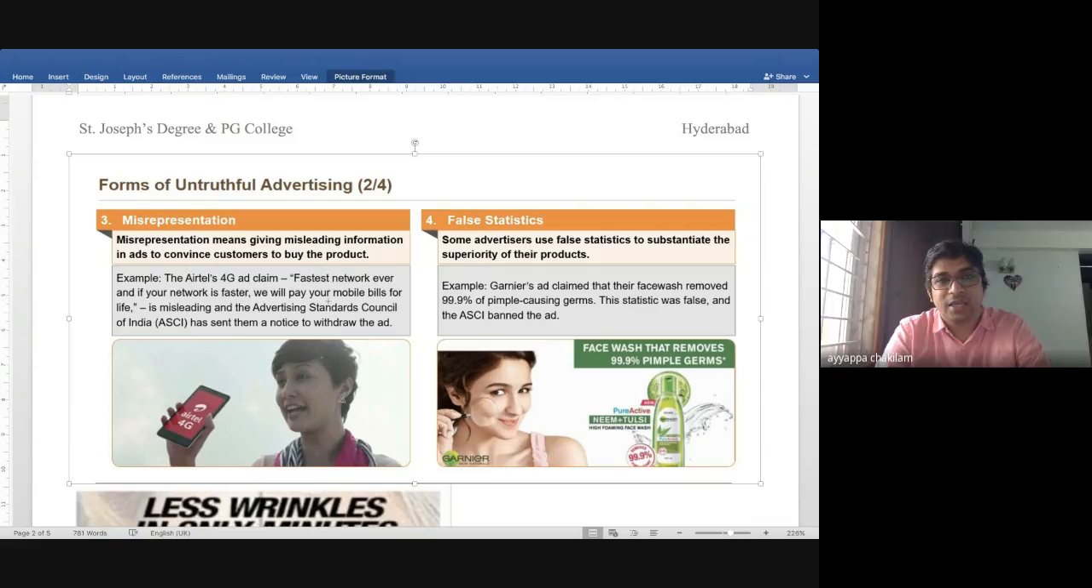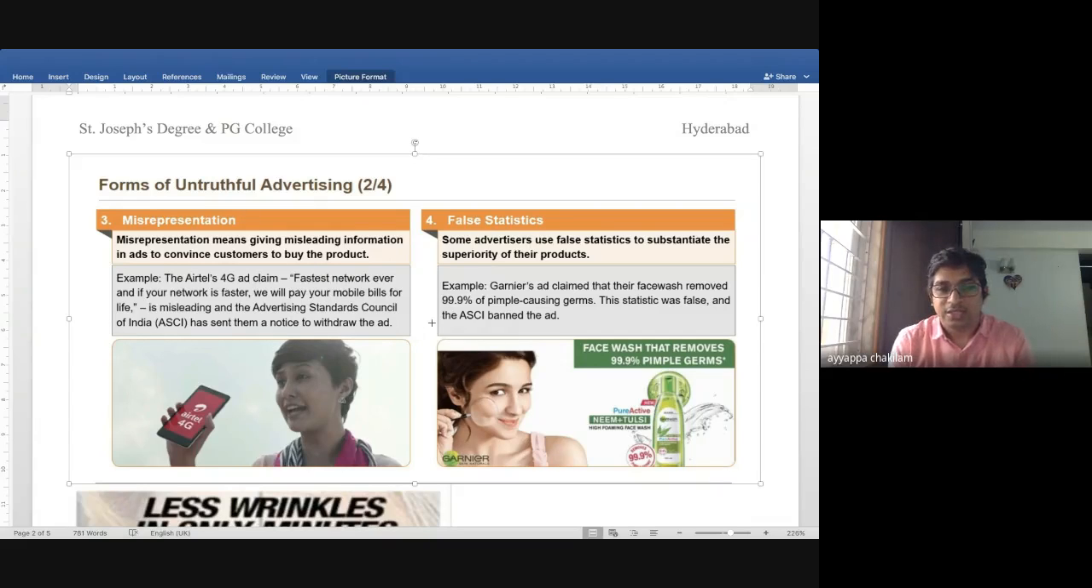No comparison can be done, because if you're standing beside a tower, definitely the network speed will be very high. If you're standing away from the tower, with no tower around, at that point the network speed will be less. So ASCI removed that ad.